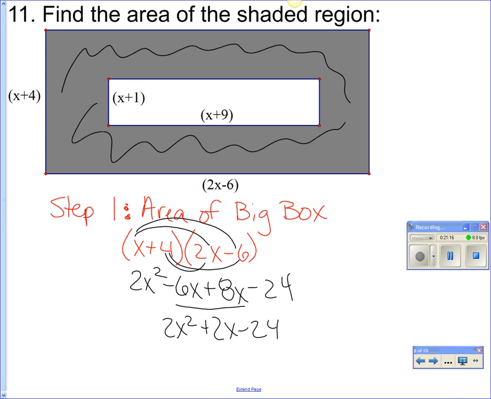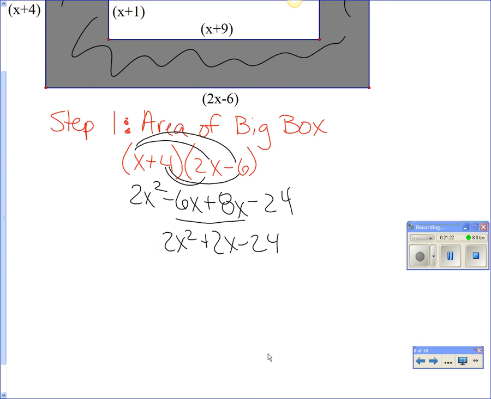Okay, step 2 is area of the little box. So write that down, please. Step 2, area of little box. All right, I really appreciate y'all writing that down. Thank you for doing that.